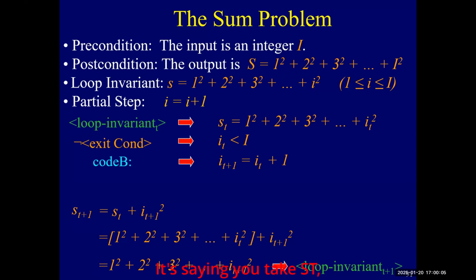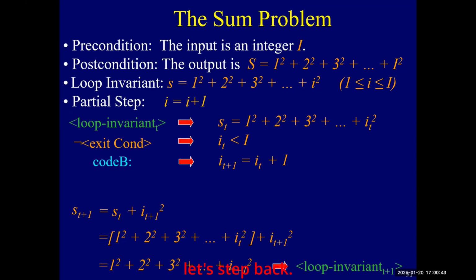It's saying you take S_t, which is our old value of S, and you add on our next term. And what do you want to get? You want to get the new value of S. How do we get that to be true? Who does that? Who's going to make this happen?